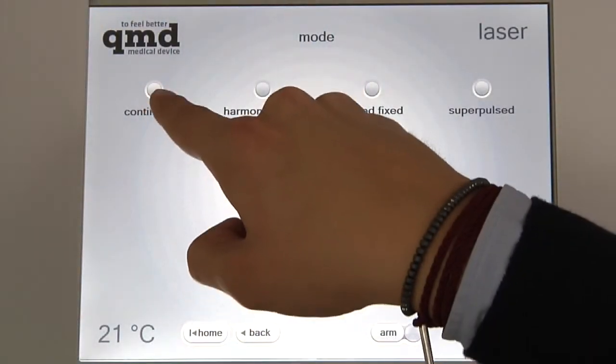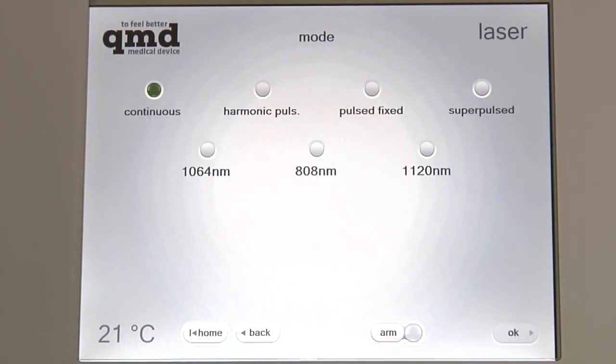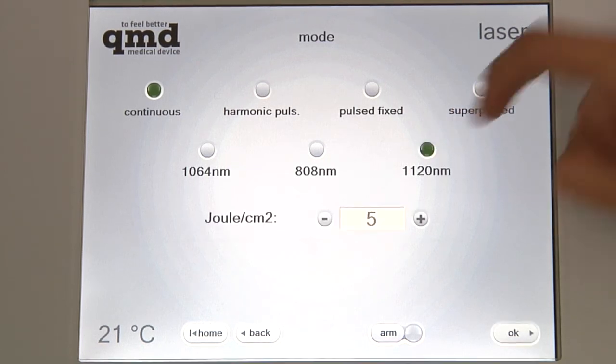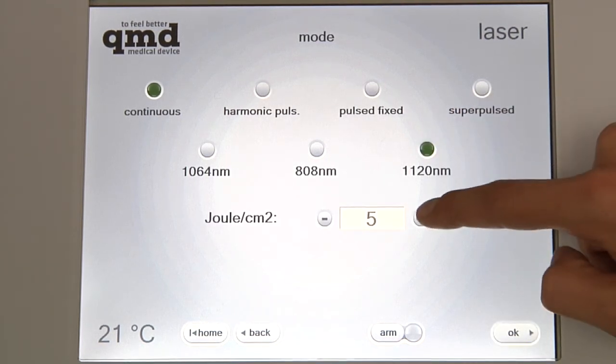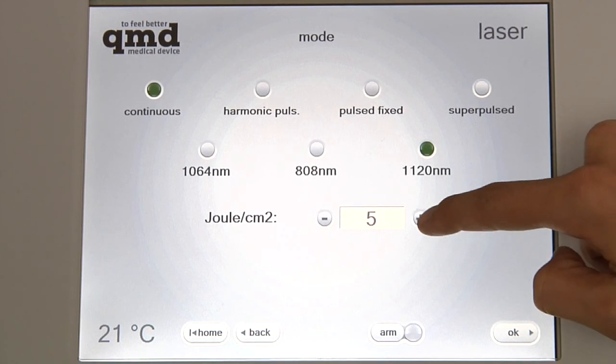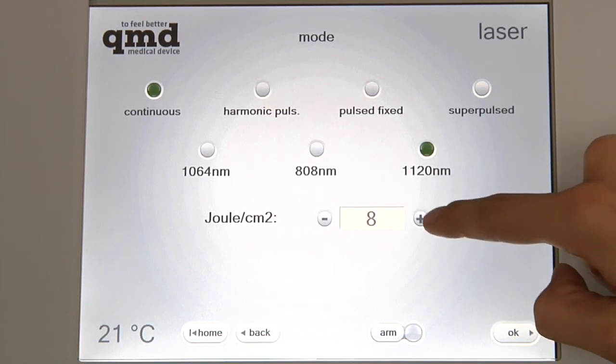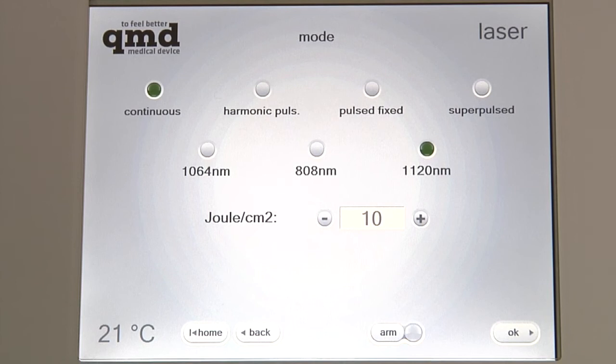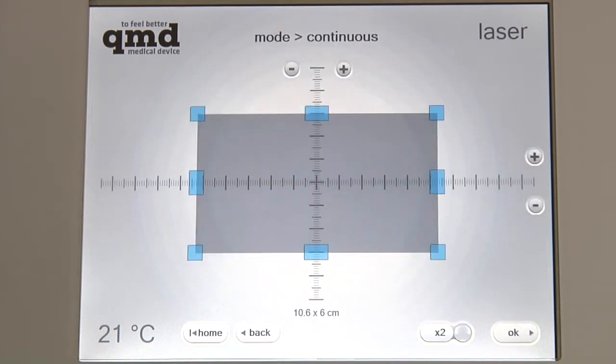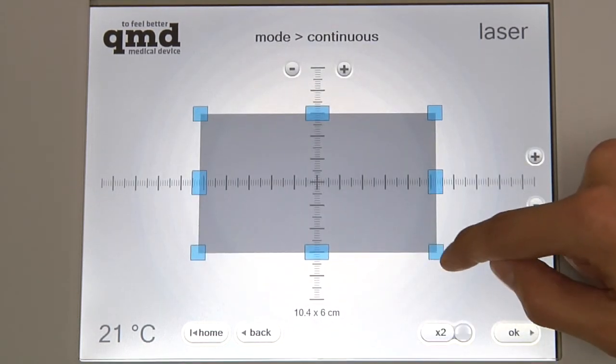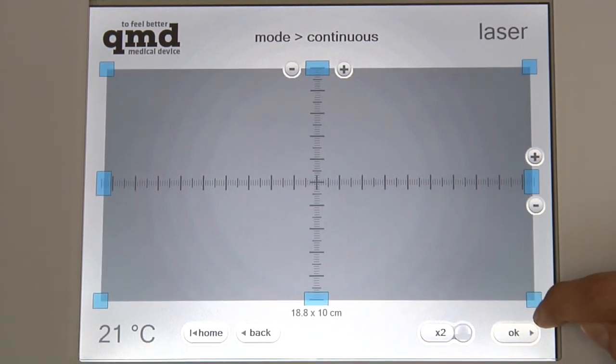For the third phase, we choose the continuous mode, the wavelength of 1120 nanometers. We set the energy density at 10 joules per square centimeter. And we fix the treatment area. In this case, it will be about 20 centimeters by 10 centimeters.